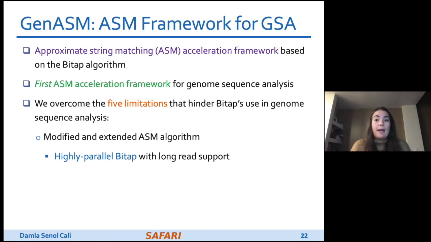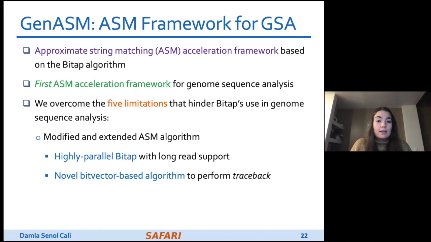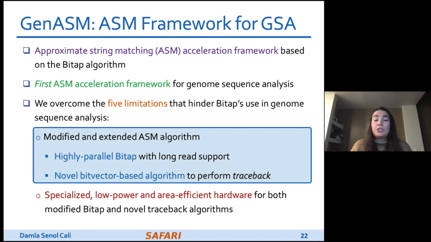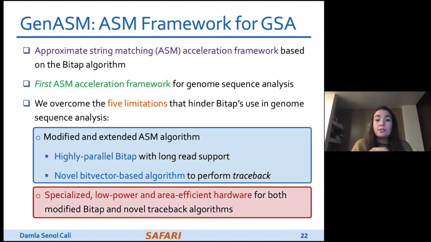First, we modify the BiTAP algorithm by extending it to support long reads and by eliminating loop carry data dependencies to enable parallelization. And second, we develop a novel BiTAP compatible algorithm for traceback, which uses information collected during ASM about different types of errors, by which I mean those intermediate bit vectors, to identify the optimal alignment of reads. And these cover the algorithmic contributions of GenASM. And third, we co-design specialized low power and area efficient hardware for both the modified BiTAP algorithm and the novel traceback algorithm. And this covers the hardware level contributions of GenASM.